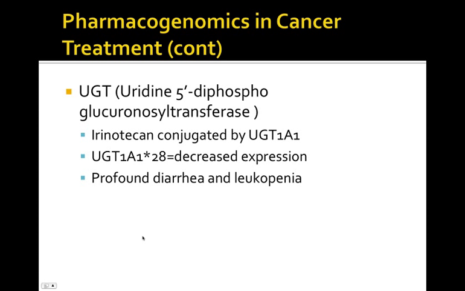And last but not least, UGT is responsible for conjugating and metabolizing irinotecan. Irinotecan, I think is how you say it. If you have the 28 variant, we have a decreased expression of that enzyme, and these patients go on to have profound diarrhea and leukopenia. So there's 4 enzymes to be aware of that you need to be on the hunt for to get the genetic makeup of these patients before you go ahead and dose them. I'm sure Dr. Schneider will give you more detailed information about this.